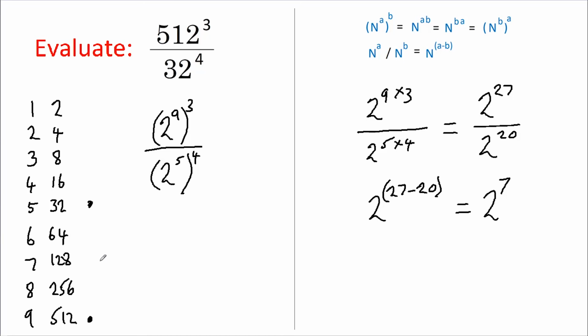Now, if we check back to our table, 2 to the power of 7 is 128. So the answer is 128. Did you get it?